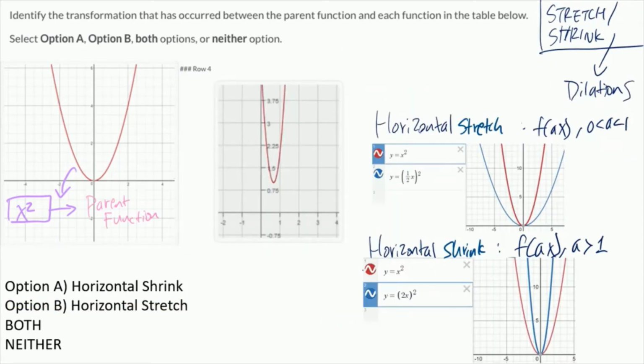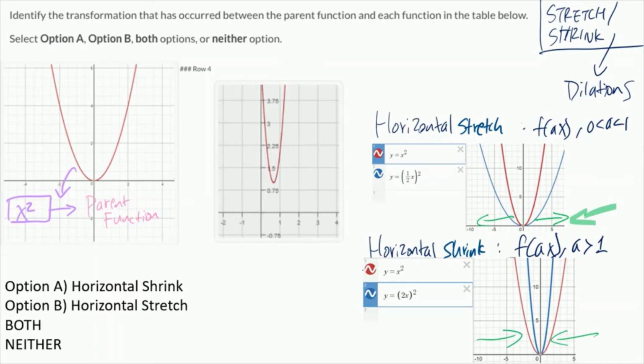In this problem, we have options of a horizontal shrink or horizontal stretch. A horizontal stretch is shown right here in this graph. And what we see here is a horizontal stretch means stretching this outwards. And for a horizontal shrink, it means stretching it inwards.